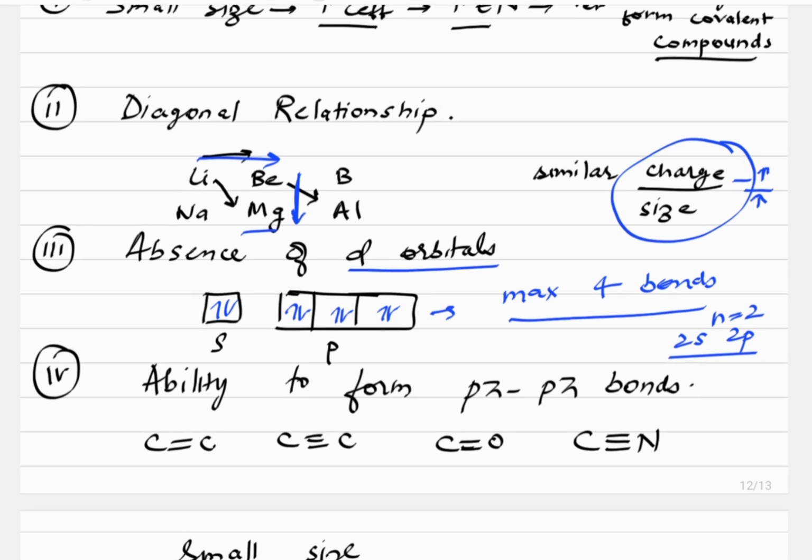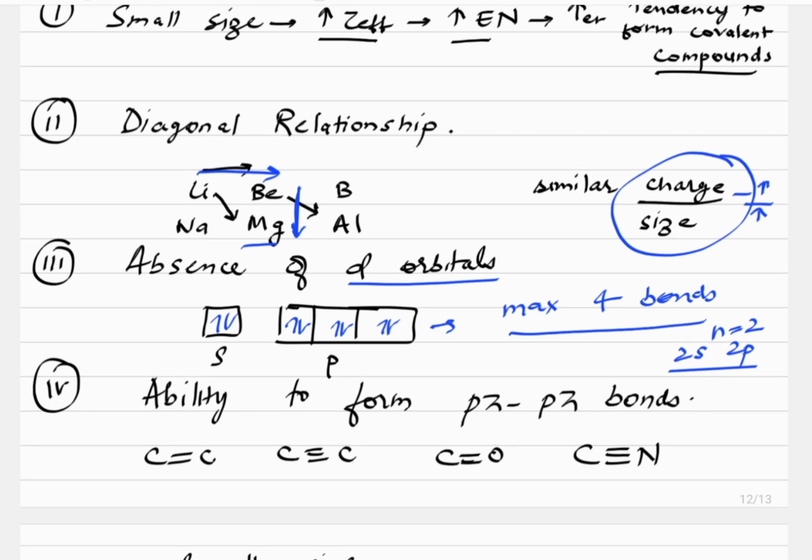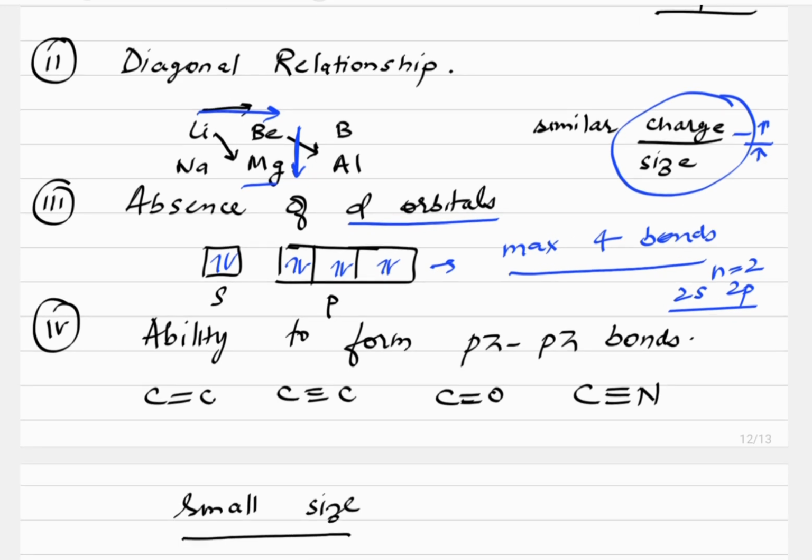Then they also have the ability to form p pi bonds with themselves or with other elements of the same period, and that is attributed to their small size. Because they are smaller in size, they can actually come very close comfortably and have a sideways overlap to form pi bonds, right? That is why they can form multiple bonds amongst the members of their own period. Okay, that is all for today.